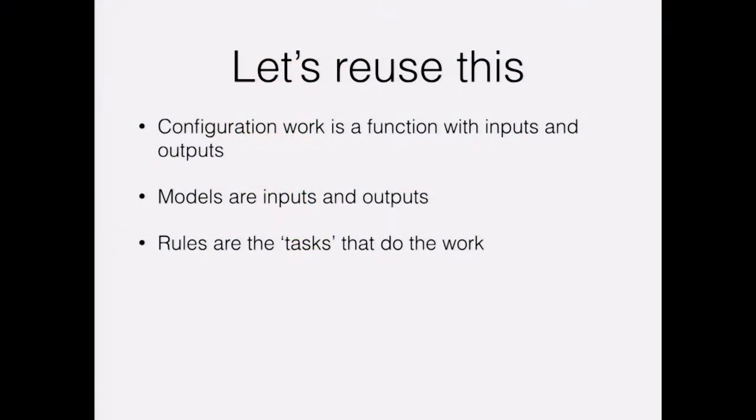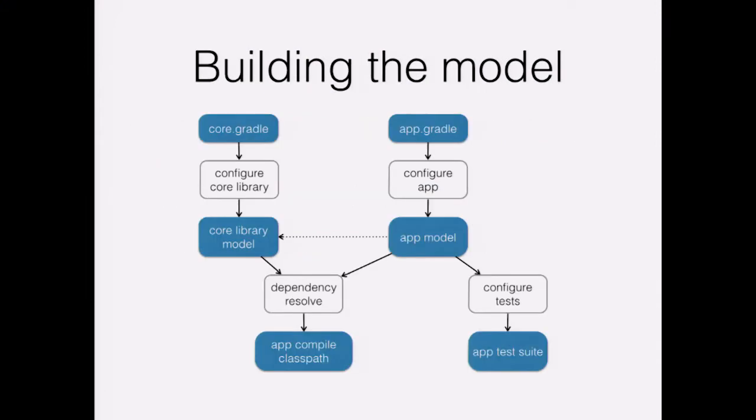So what we want to be able to do is come up with some way to take that giant monolithic configuration phase and bust it up into smaller pieces with inputs and outputs. And from that, we can figure out a graph of dependencies and do things in the right order. So how might that look?